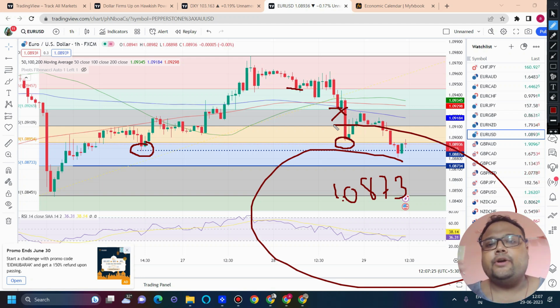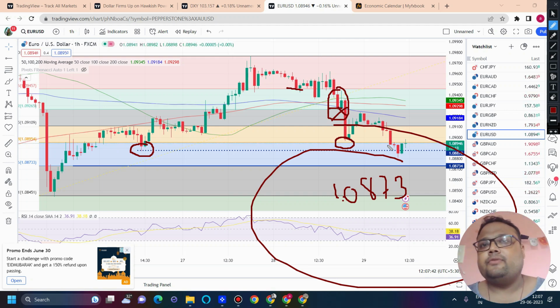If not a complete trend reversal, at least you can expect a bounce of 25 to 30 pips, because the market is respecting Fibonacci for quite some time. So 1.0873 is a quick buy level on the chart of euro dollar if the market takes support and bounces.